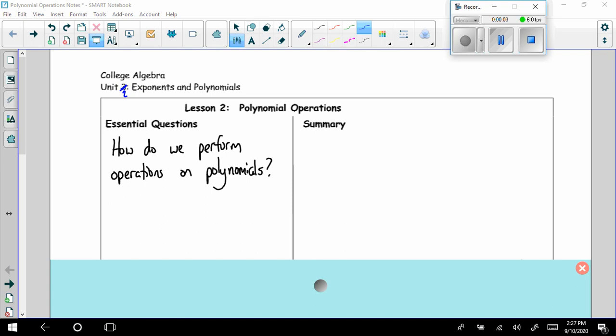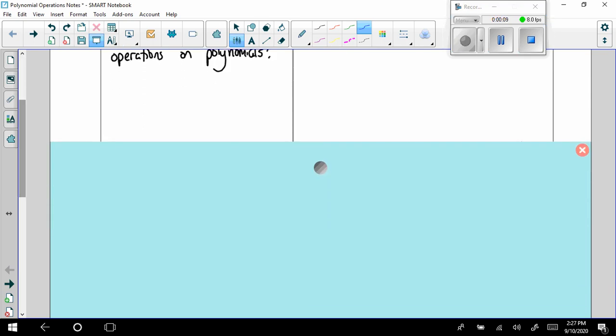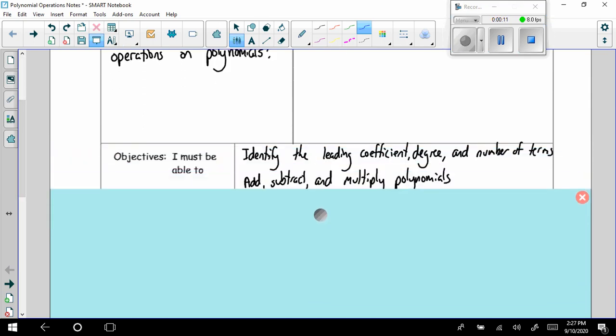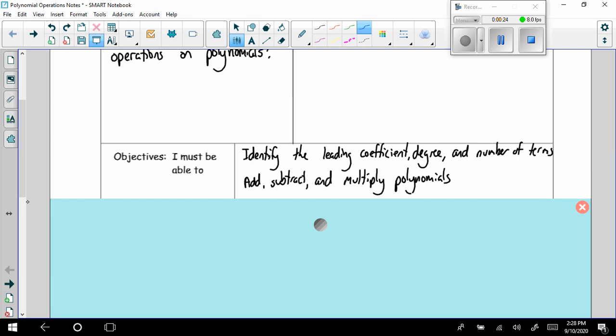All right, moving into Unit 2, Lesson 2, we're going to look at how to perform operations on polynomials, which are just many-term expressions. So remember things like coefficient, degree, number of terms. We're going to look at how to then add, subtract, and multiply those.